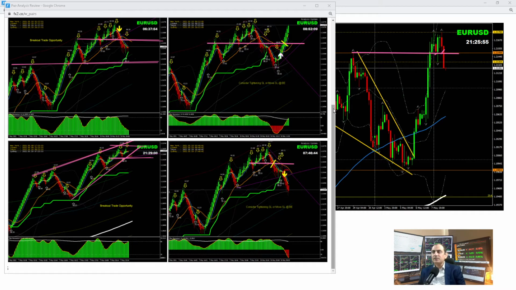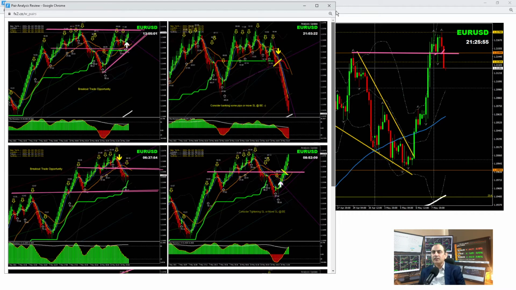All right, so if you look at the New York session, you can see here it started consolidation. So we were looking for this breakout, and we had a nice breakout just after the London close. As soon as the price hit the 200 EMA, we banked some profit.